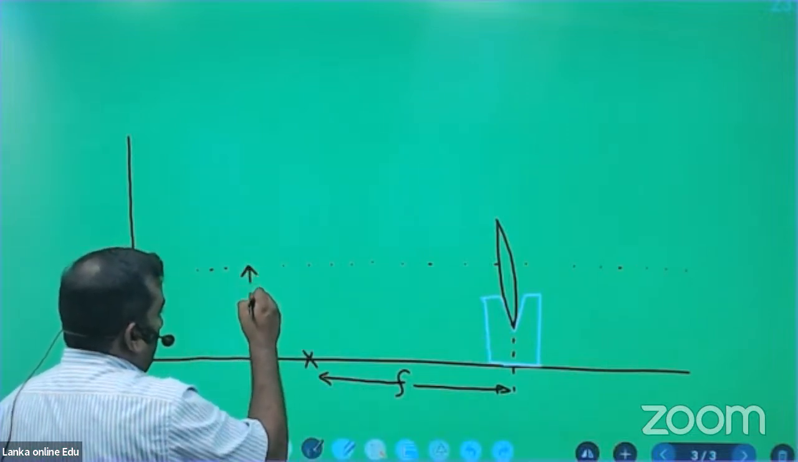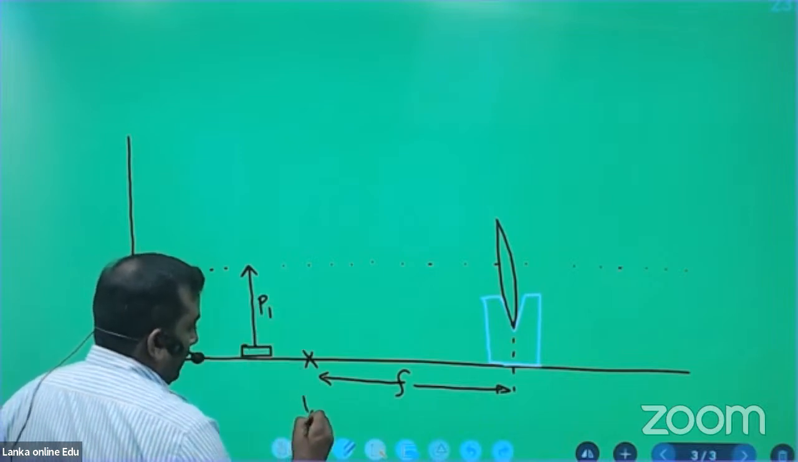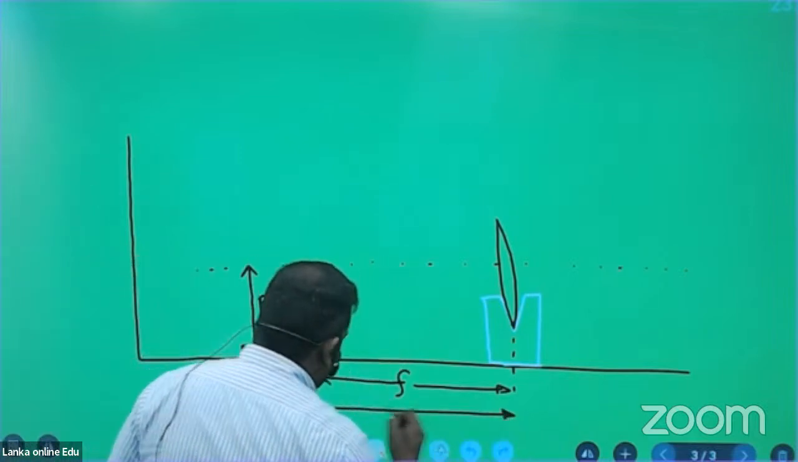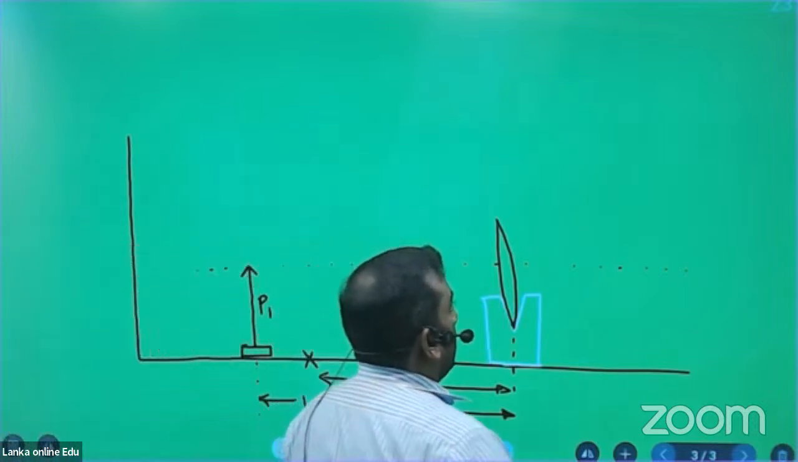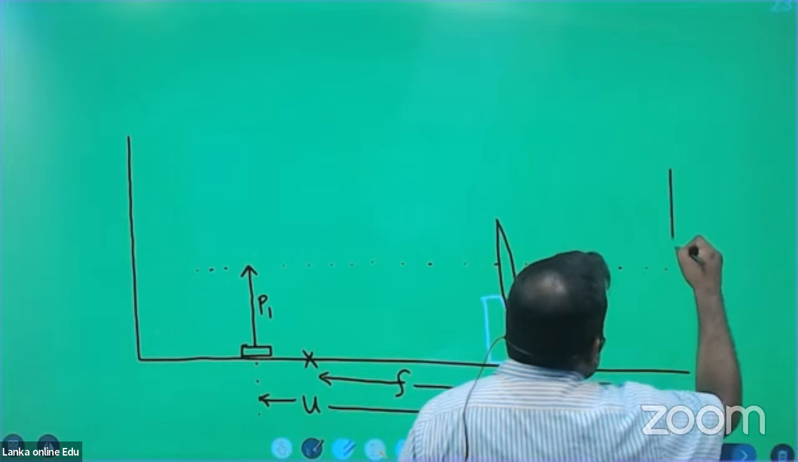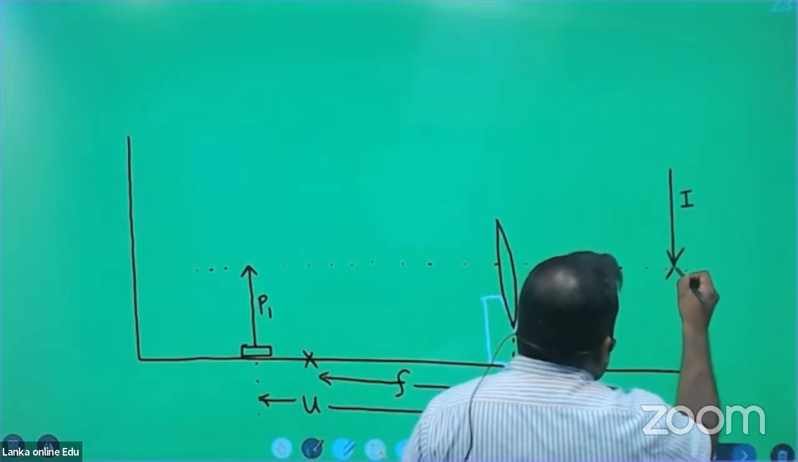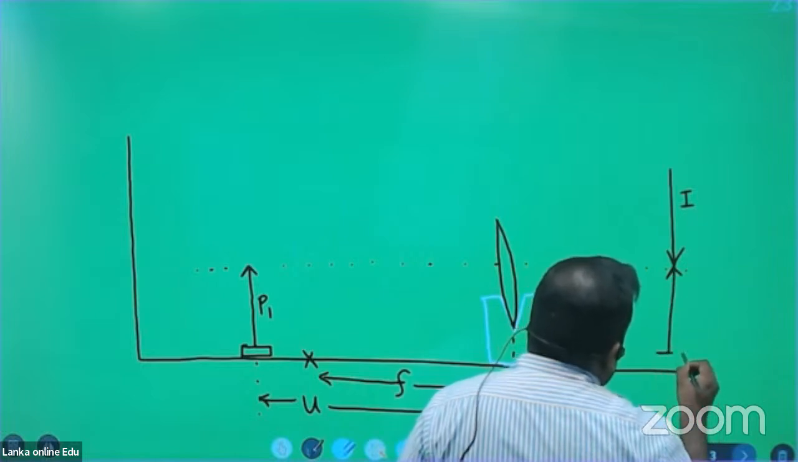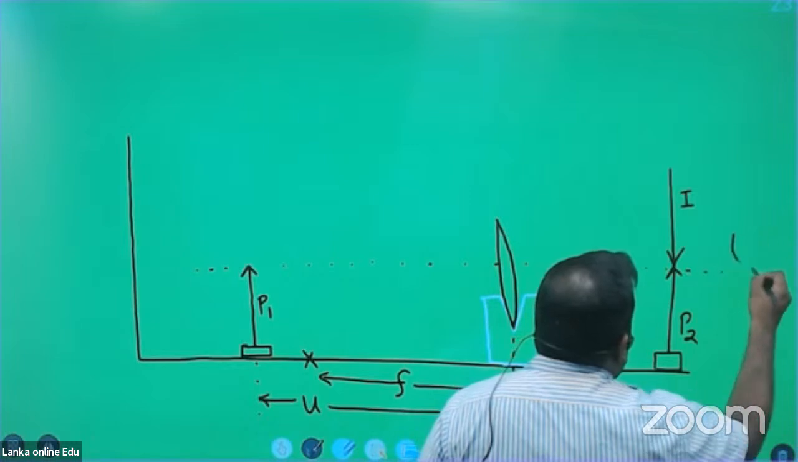This is the pin that you keep. That's pin P1. Object distance U. Image is formed somewhere here. Now I move the pin to this position. All this time my eye is close by.